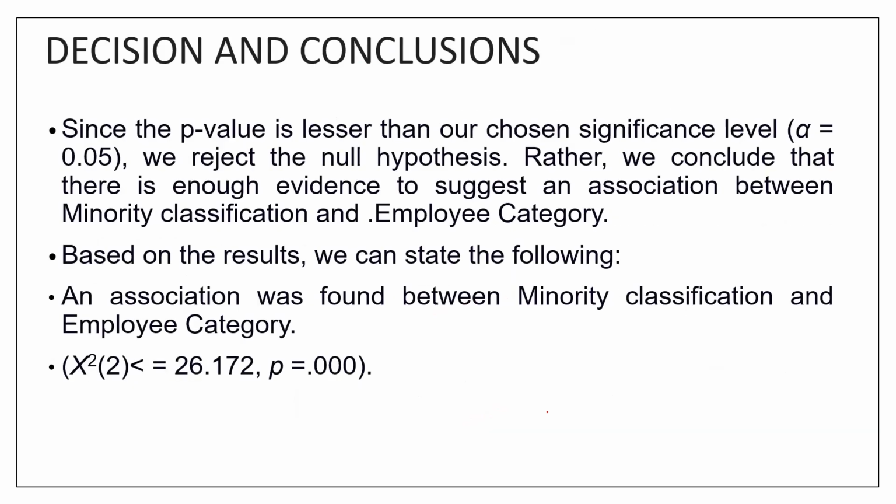How can we write it? Since the p-value is lesser than our chosen significance level of 95%, 0.05, we reject the null hypothesis. Rather, we conclude that there is enough evidence to suggest that there is an association between minority classification and employee category. This is the way we can write our interpretation.